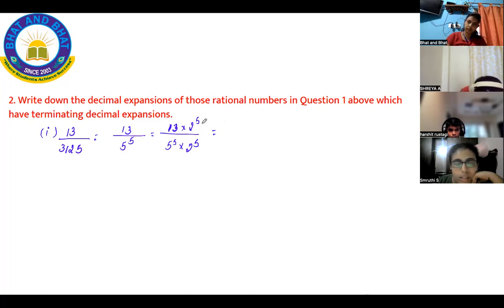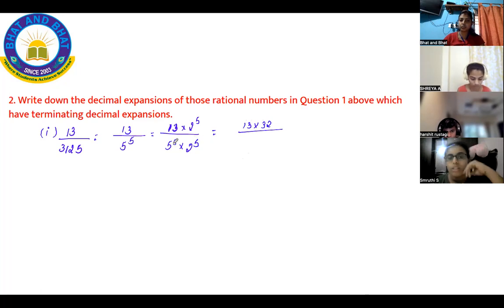2 cube is 8. 8 into 2 is 16. Yes, 32. So what we have to do is 13 into 32 divided by, now how much is the denominator? Don't cancel again. See, in the denominator we have the same exponent, different base. Correct? So same exponent, different base means we can directly write 5 into 2 whole raised to 5.